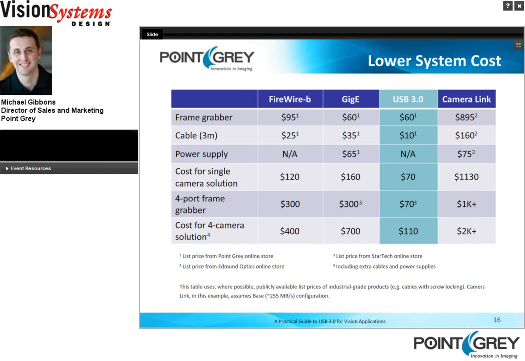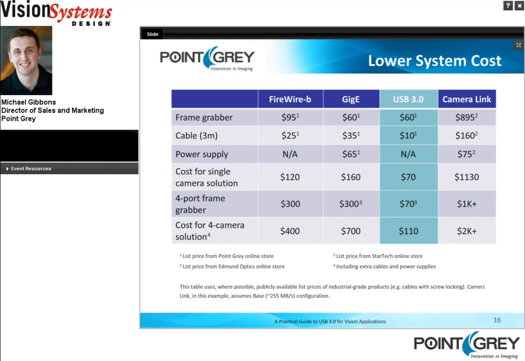All right, so we're talking about lower system costs. Here I've done a very, very brief example of how USB 3 compares to the other interfaces in terms of system cost. Wherever possible, I've tried to get prices from a single source. So a lot of the prices are from our own Point Grey online store. I've also got some pricing from Edmund Optics and StarTech. What you can see here is that USB 3 is a clear winner in terms of cost for both single camera as well as multi-camera solutions.